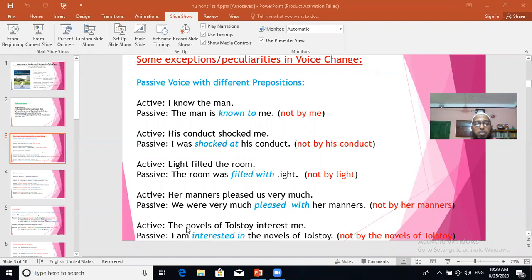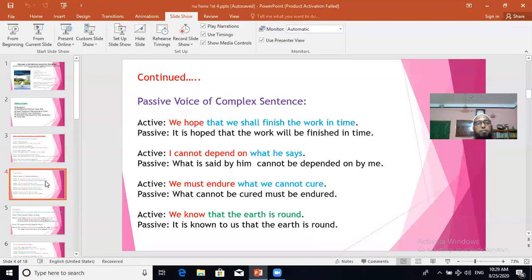This is present simple tense, so passive voice would take the helping verb of present continuous tense. I am interested in, not by. I am interested in the novels of Tolstoy, not by the novels of Tolstoy. I think you have got these exceptions. There are some others you can learn from any good grammar books. Let us see some other voice change. Passive voice of complex sentence. How can we change the voice of a complex sentence?